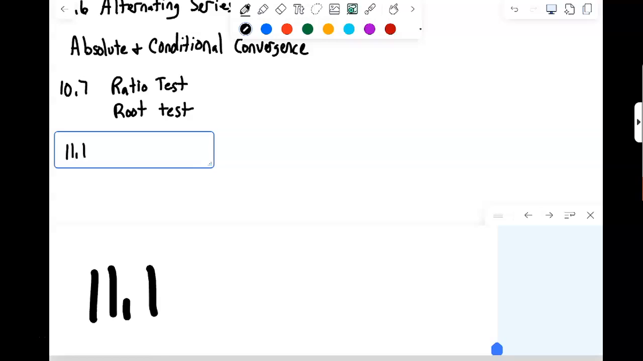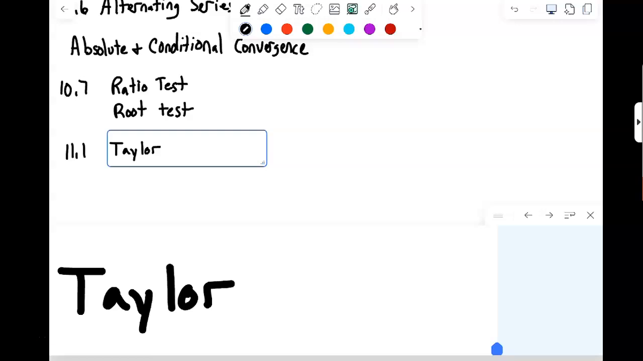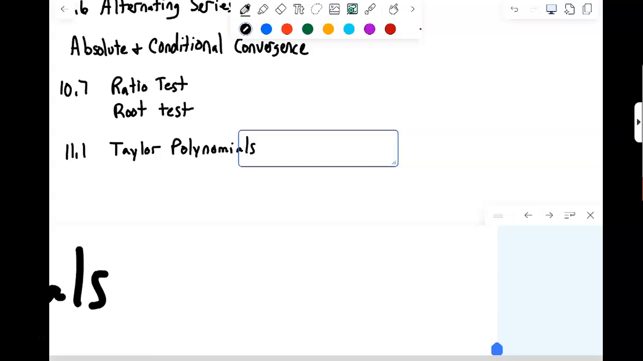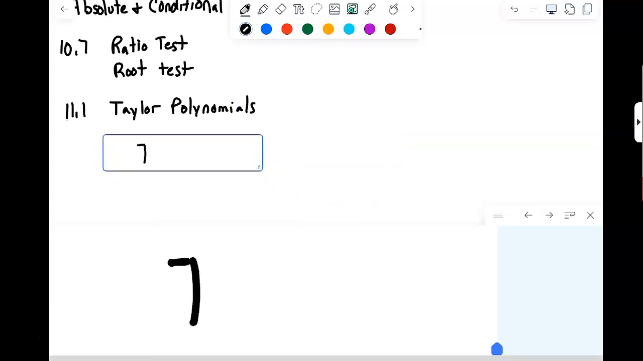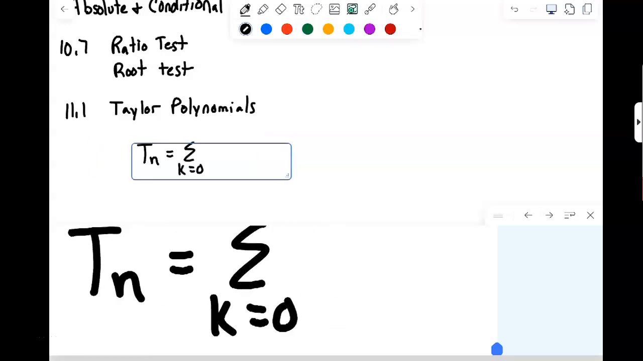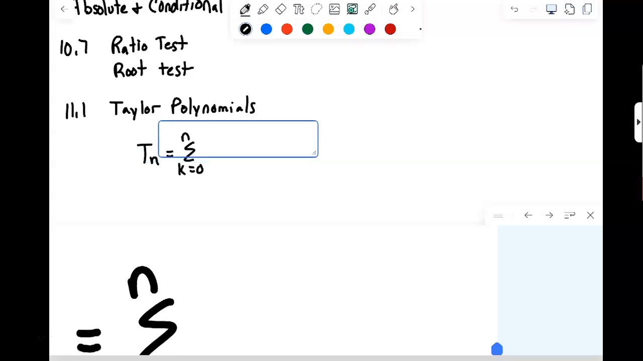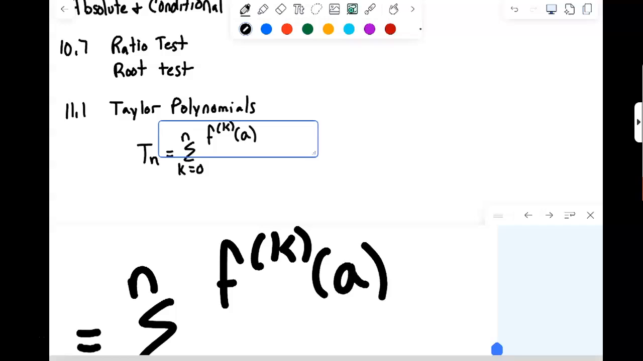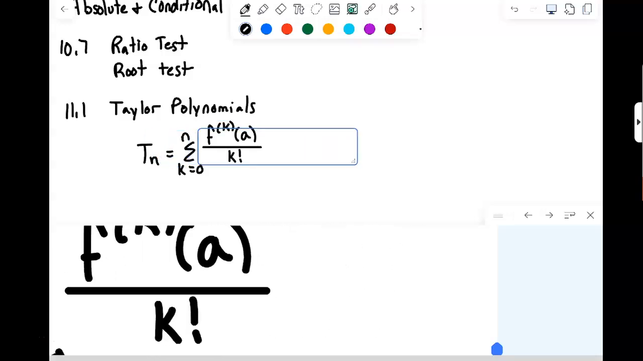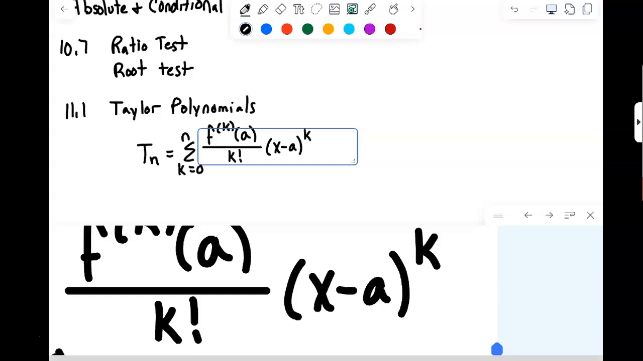11.1 is where we talked about Taylor polynomials. Remember the process there. The nth degree Taylor polynomial would be the sum, k goes from 0 to n, right, of the kth derivative evaluated at our center, divided by k factorial, times x minus a to the k.